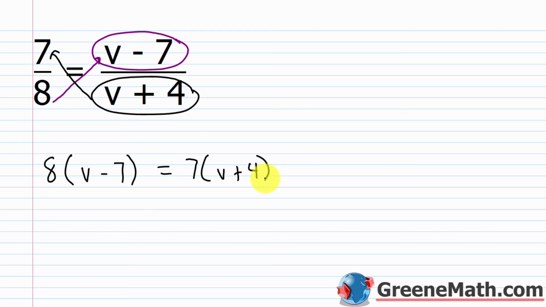Again, 8 has to be multiplied by v and by negative 7, right? Don't just do this. Don't just say, okay, 8 times v minus 7. That doesn't work. So 8 times v is 8v minus 8 times 7, that's 56. And this equals 7 times v, that's 7v, plus 7 times 4, that's 28.